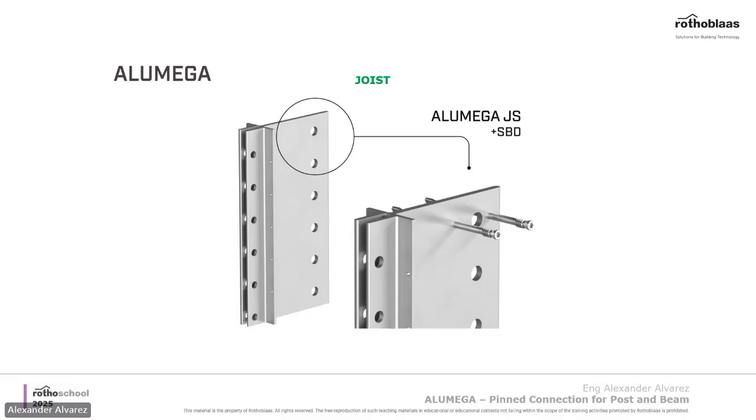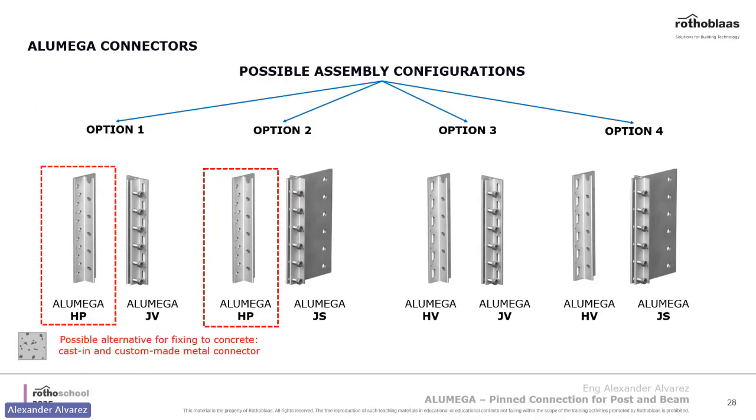So yeah, there's many ways of installing, pairing up the Alumegas. You can pair up the Alumega HP with the JS, or the HV with the JS instead. There's many ways of going about it. And also with the HP, it's really helpful because you're able to install them on concrete, and then also on the metal side as well, like steel beams or steel columns.